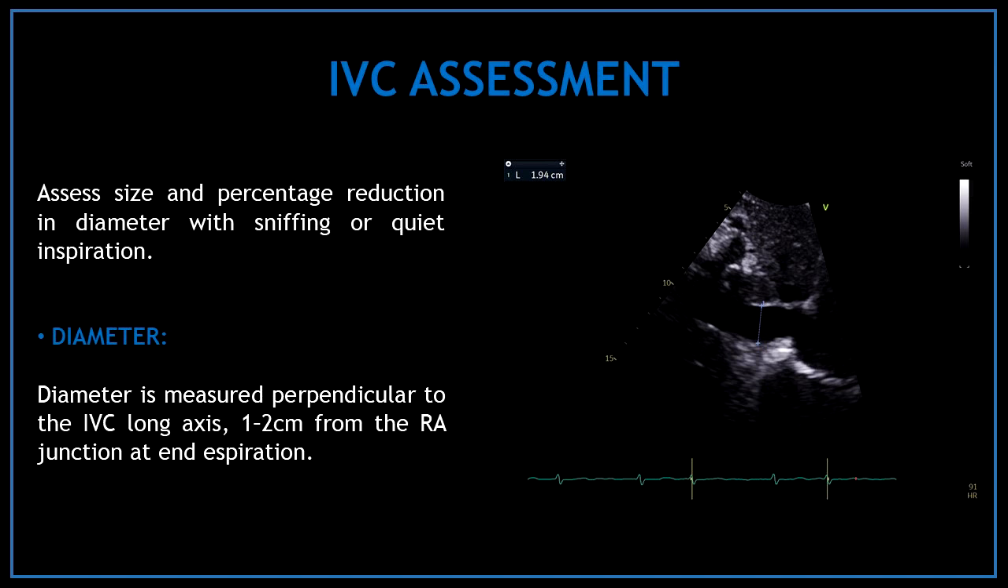In echocardiography, it's always important to assess the inferior vena cava size and percentage reduction in diameter with sniffing or quiet inspiration. The inferior vena cava diameter is measured perpendicular to the inferior vena cava long axis, approximately 1 to 2 centimeters from the right atrial junction at end expiration.